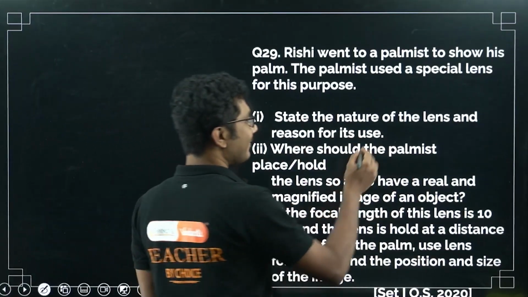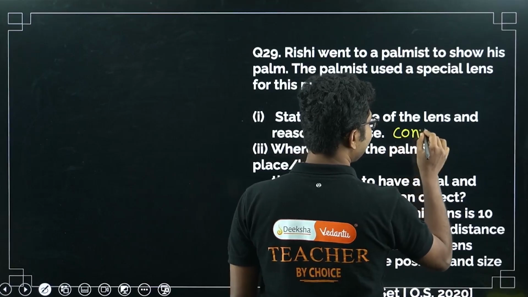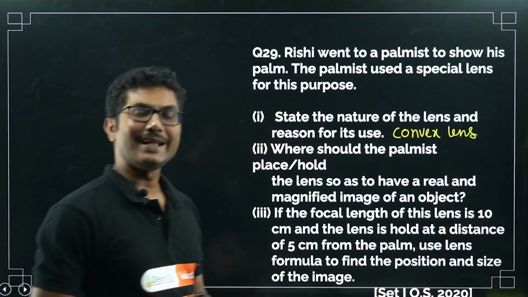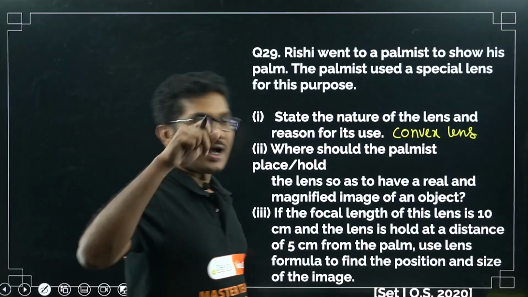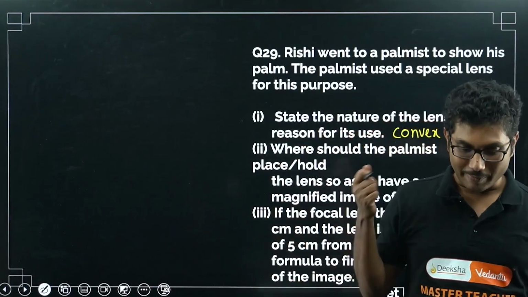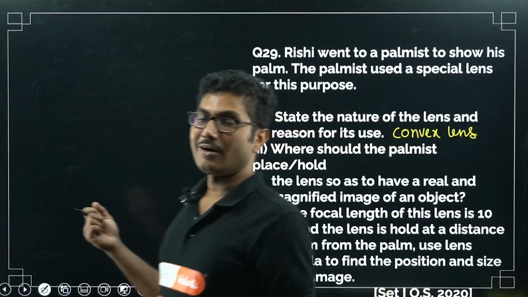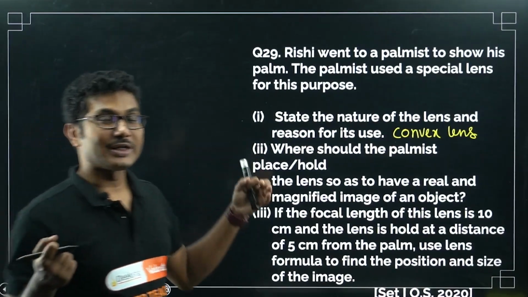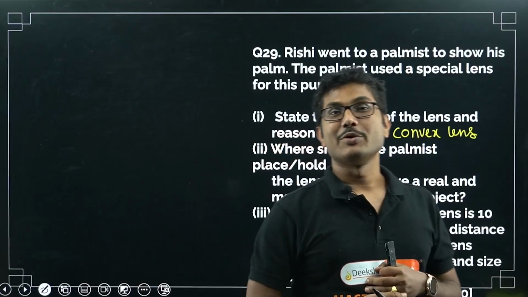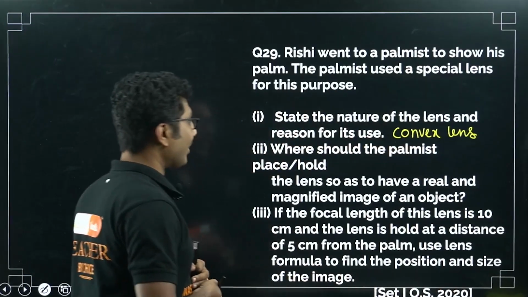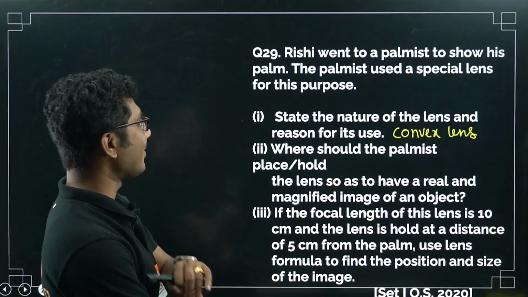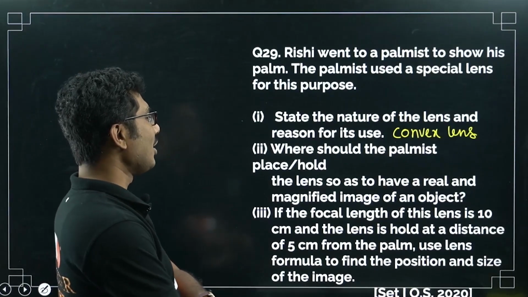It is a convex lens. And why is it used? Because again it produces virtual, enlarged images, also called a magnifying lens, right? Because it has the property that when the object is placed at less than the focal length, it produces a magnified image. Okay, where should the palmist hold the lens so as to have a real magnified image of an object?